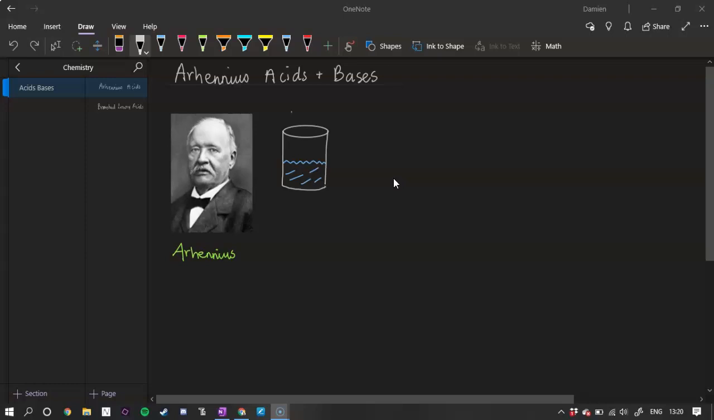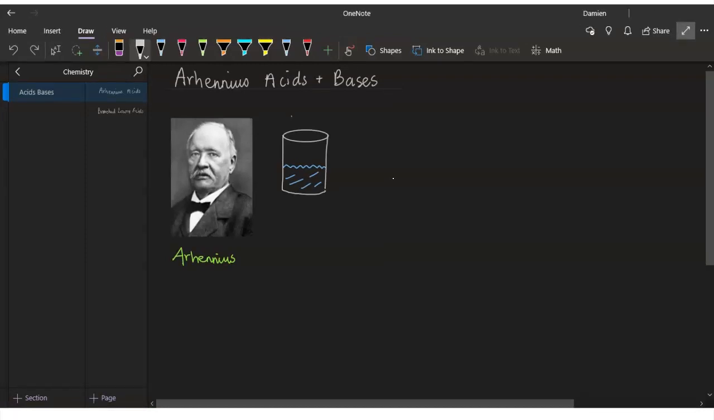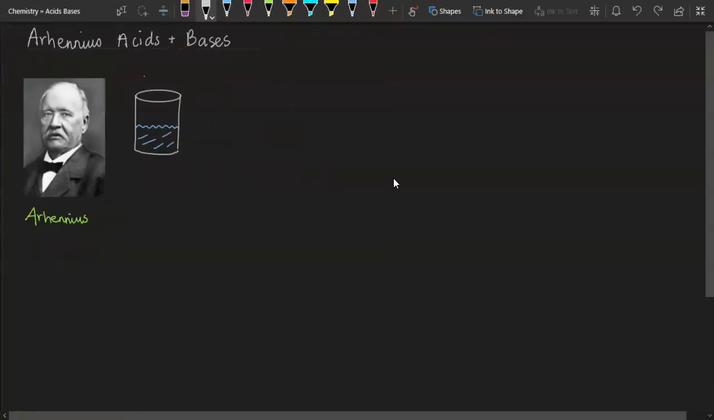Okay, so we're going to move on with Arrhenius acids and bases. This is some new software I've got which might help us understand what's going on. This is Arrhenius. He was a Swedish chemist, and he was one of the first people to come up with the idea of what an acid was and how to define it.